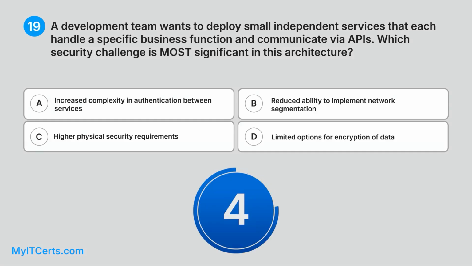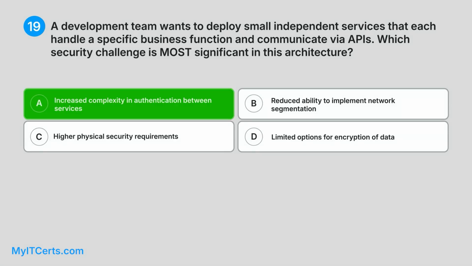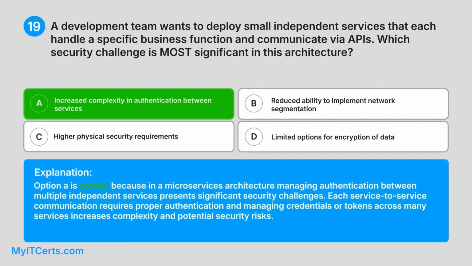What do you think is the answer? Correct answer. A. Increased complexity in authentication between services. Explanation. Option A is correct because in a microservices architecture, managing authentication between multiple independent services presents significant security challenges. Each service-to-service communication requires proper authentication, and managing credentials or tokens across many services increases complexity and potential security risks.